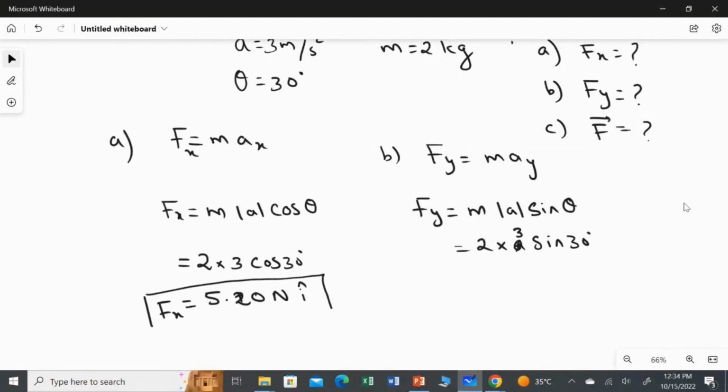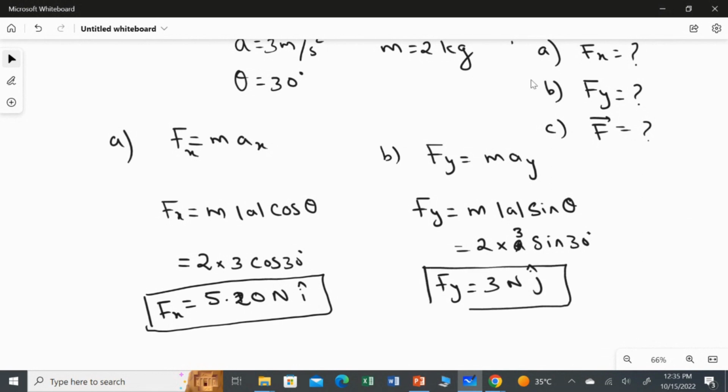This is the answer for the first part. Clear? Likewise here, the y component of the force: 2 multiplied by 3 sine of 30 degrees. We got the answer as 3 Newton j cap. This is the answer for the second part of this question.